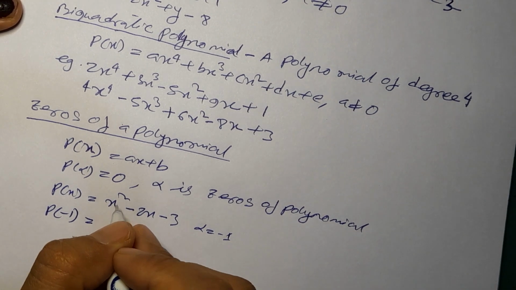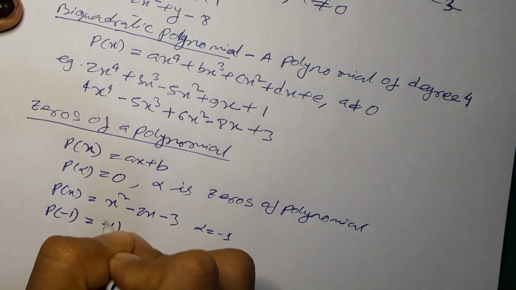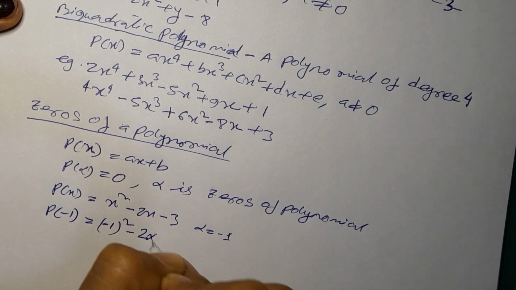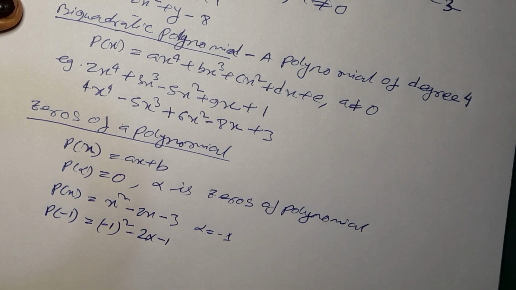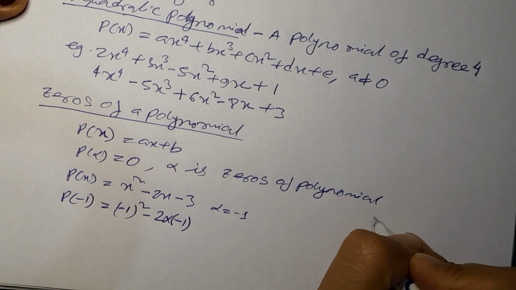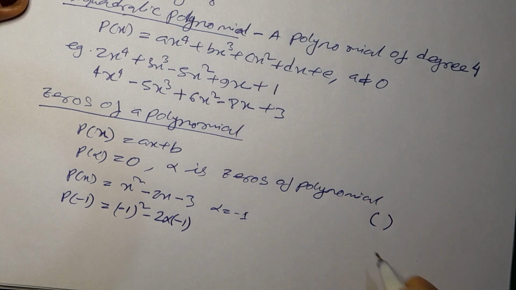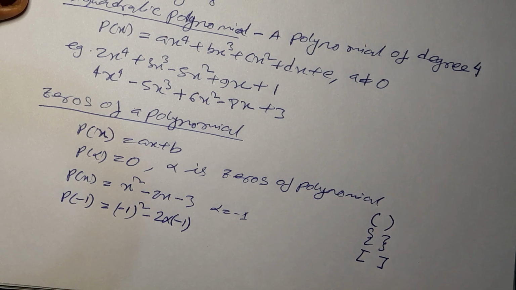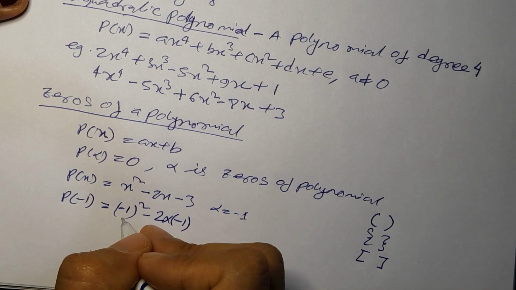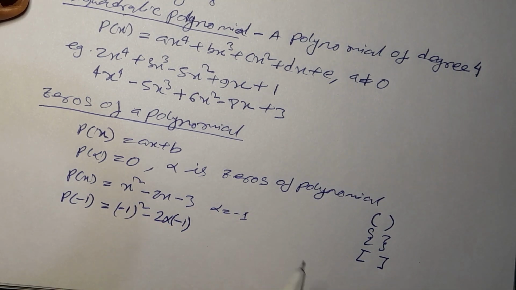So instead of x, now put minus 1. Minus 1 whole square minus 2 into minus 1. Whenever it is a minus, give the bracket. This we call a parenthesis. The names of the brackets are: this is the parenthesis, this is the curly bracket, this is the box or big bracket. So whenever there is a negative, there is a minus, you have to give the parenthesis.